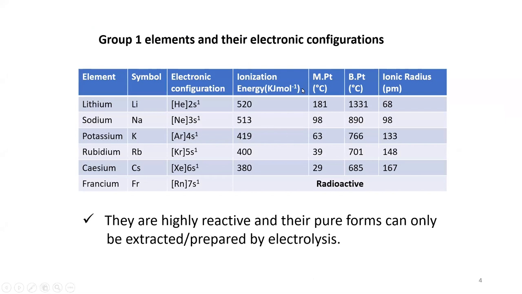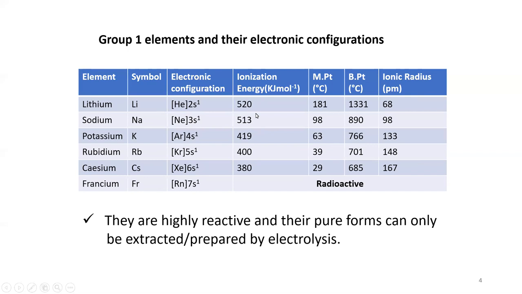Now we look at the electronic configuration. Please note the symbols from lithium to francium. They all have one valence electron, but the energy levels are different. Lithium's electronic configuration is helium completely filled 2s1. For sodium, it is neon completely filled 3s1. So the energy levels are different, but they still have one valence electron in their outermost shell.